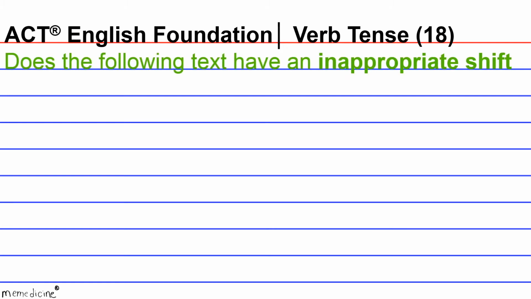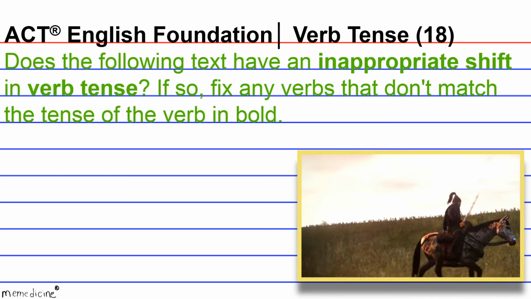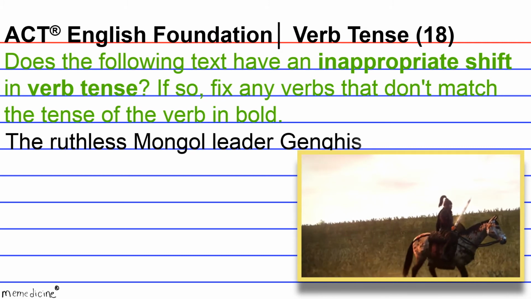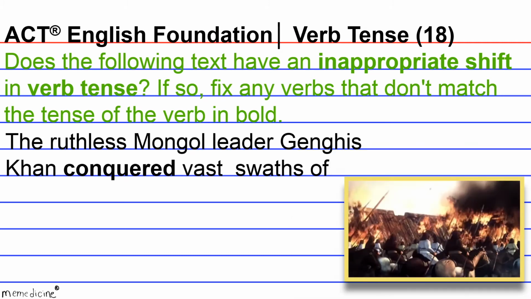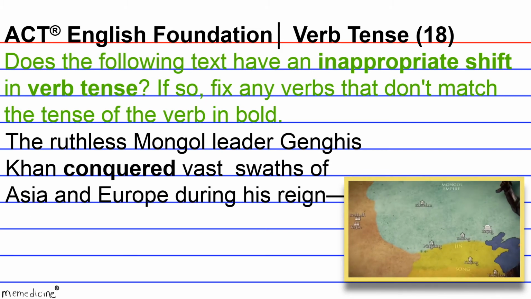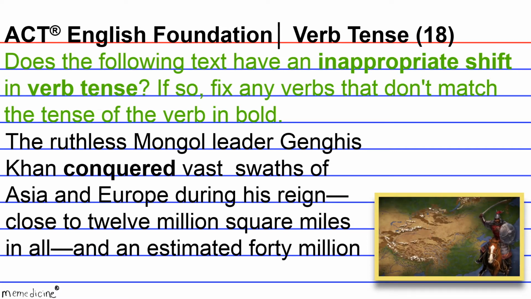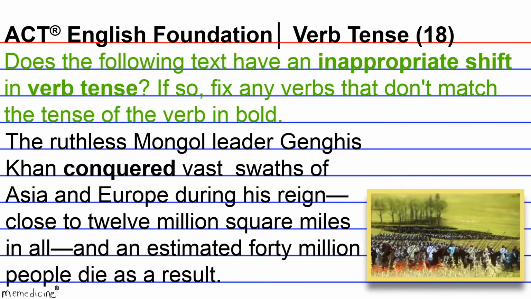Does the following text have an inappropriate shift in verb tense? If so, fix any verbs that don't match the tense of the verb in bold. The ruthless Mongol leader Genghis Khan conquered vast swaths of Asia and Europe during his reign, close to 12 million square miles in all, and an estimated 40 million people die as a result.